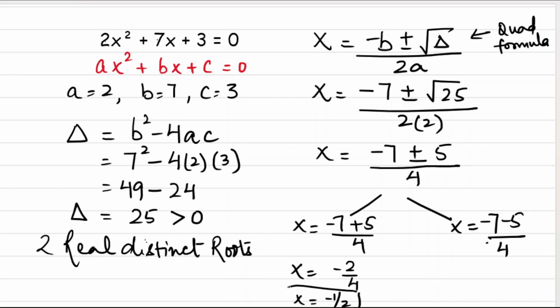So this is one of the solutions of this quadratic equation. And from here, I'll get minus 7 minus 5, which is minus 12. Minus 12 over 4 is minus 3. And this is the other solution of this quadratic equation. So this quadratic equation has two distinct or different solutions or roots, which are given by x equals minus half and x equals minus 3.